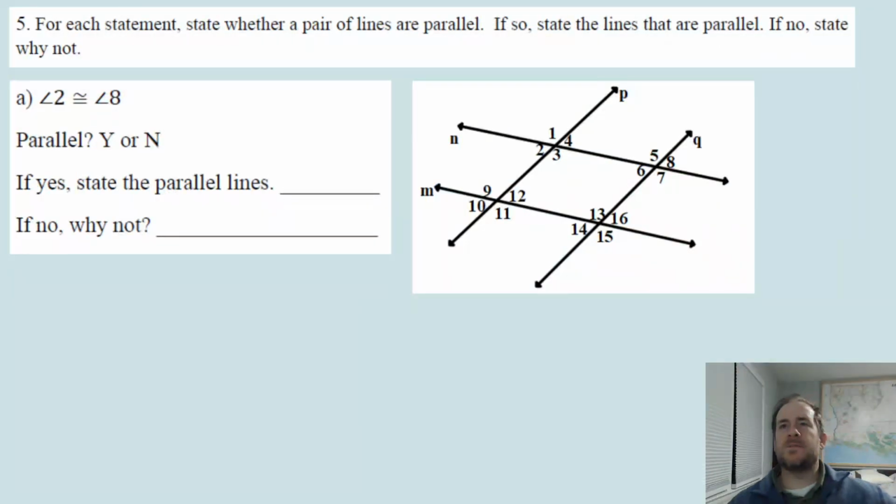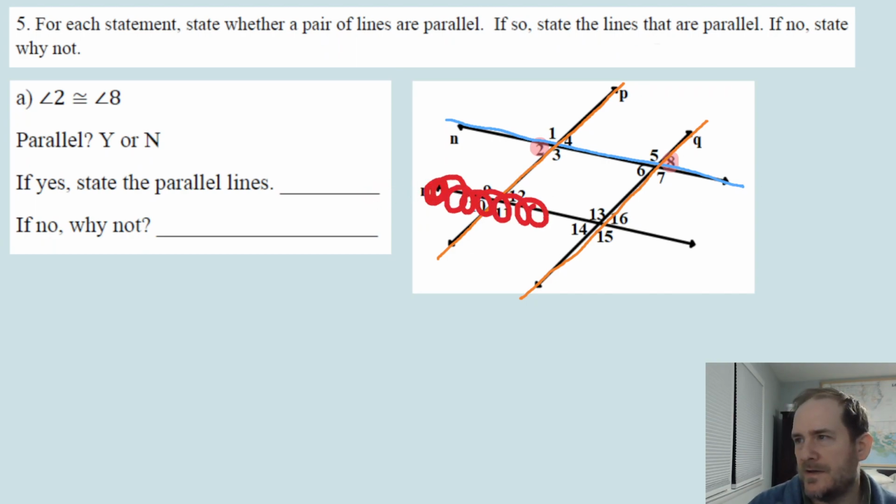Number 5. So finally now we're looking at some problems where we don't know if these lines are parallel or not, right? So they're saying, hey, based on just 2 and 8 being congruent, can you make any assumptions about any of these lines? And looking at 2 and 8, we can see that n would be the transversal passing through them, which means maybe, just maybe, P and Q are parallel. But one thing's for certain, I don't care about line M down here. You could ignore that whole mess.